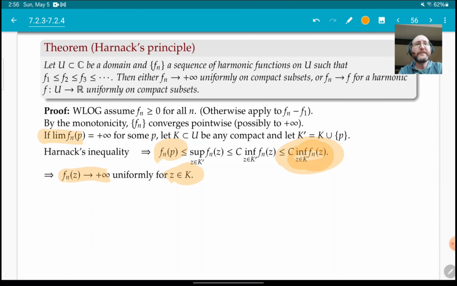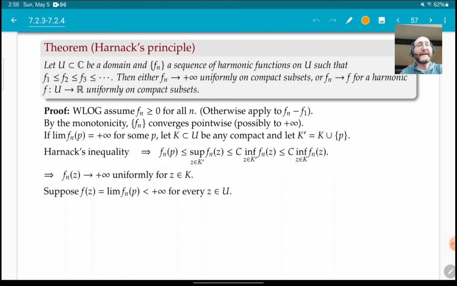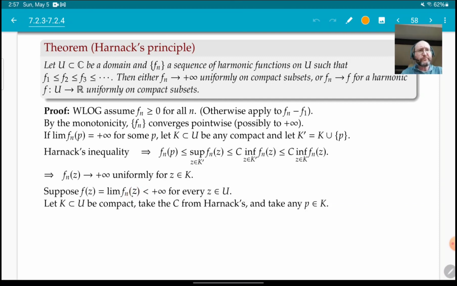So we get this uniform convergence to infinity over K, right? All right. So that was if the limit was infinite for some point. What's left is, suppose that the limit is finite for this, this should say z, sorry. So let's just suppose it's finite for all points in U. In particular, we have a pointwise limit to some function f, so that's what I'm calling f of z. So we already have a function f defined on U. We just need to show that we're converging uniformly on compact subsets, and therefore to a harmonic function.